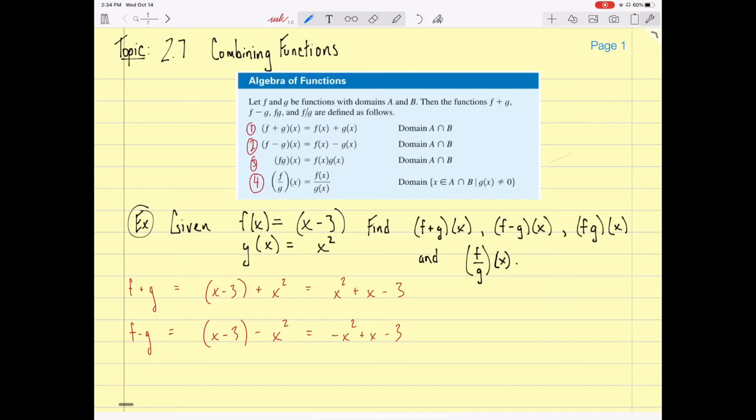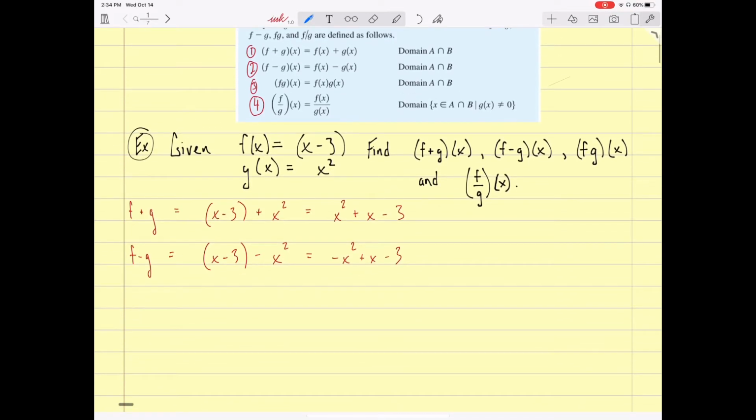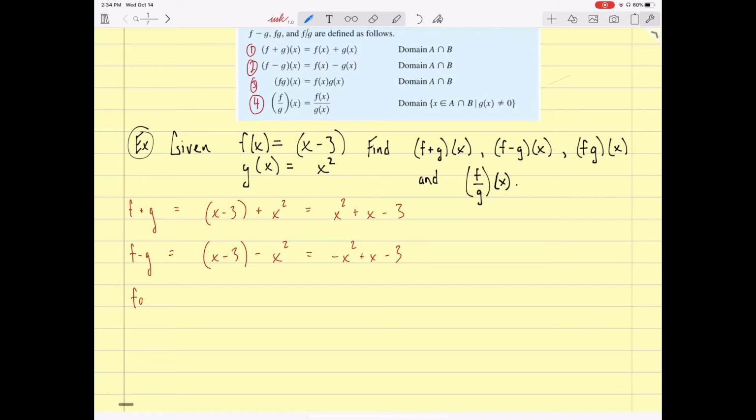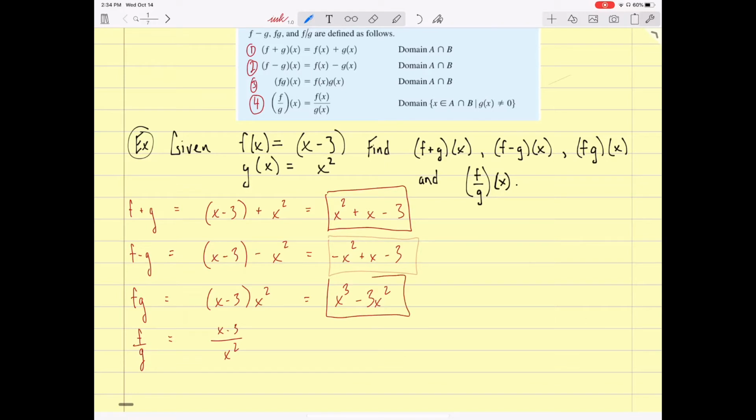So all we're doing is just combining these functions as they say. So f times g is just going to be x minus 3 times x squared. So if we simplify that, we get x cubed minus 3x squared. And our last one, f divided by g, that's the best one of all because it's a one-step problem. So x minus 3 divided by x squared. So that would be an example using two functions and working through each of those operations of combining.